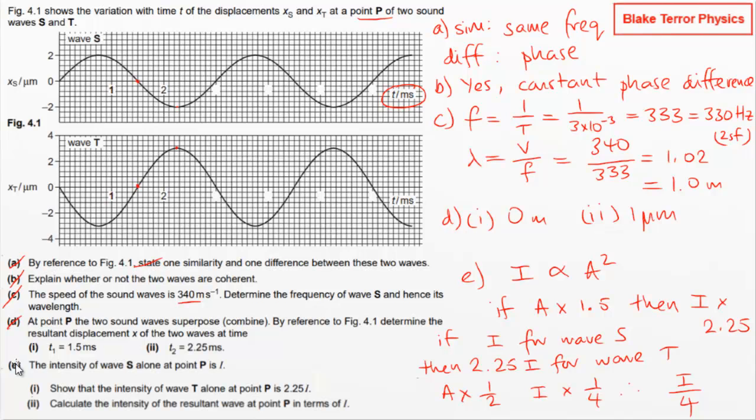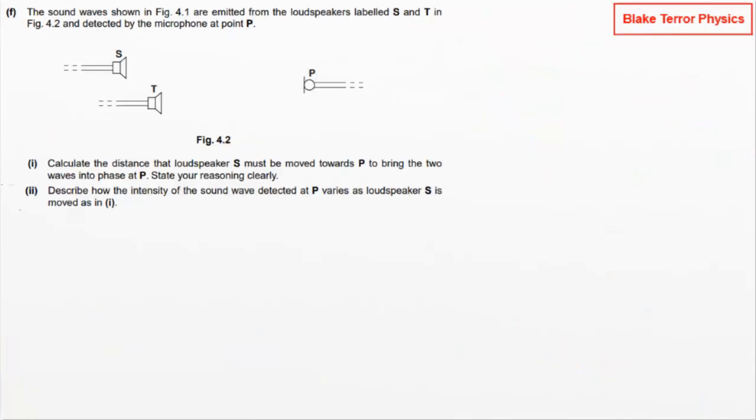That was a nice starter question, covering quite a lot of ground. Right, where's next? Oh, we're still on the same question. Right, okay, keeps going. Part F. The sound waves shown in figure 4.1 are emitted by the loudspeakers labelled S and T, and they're detected by a microphone at point P. Right, okay. Calculate the distance that loudspeaker S must be moved towards P to bring the two waves into phase. State your reasoning clearly. So, well, we need a pi phase shift.